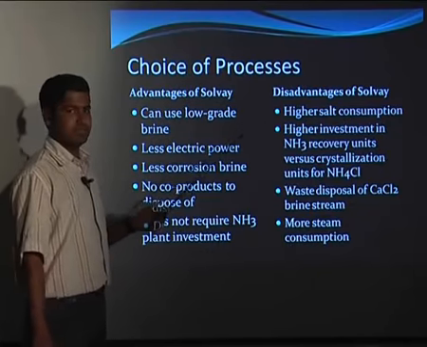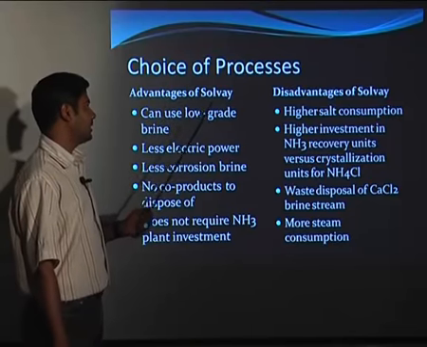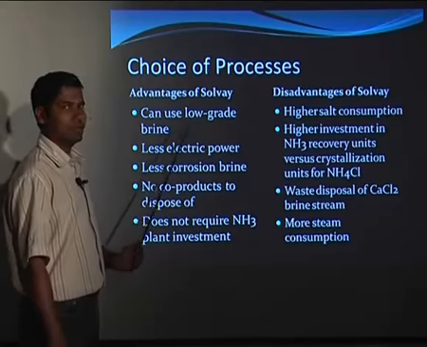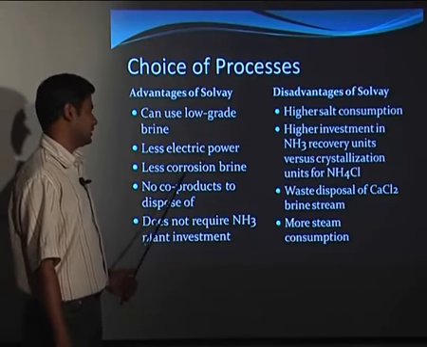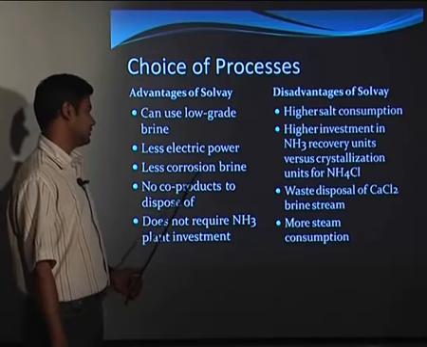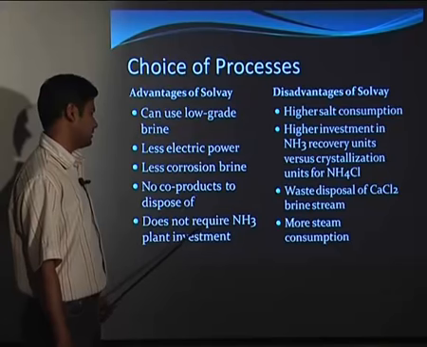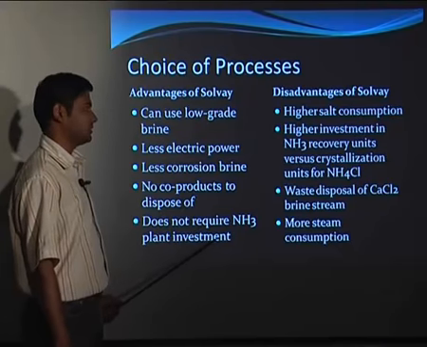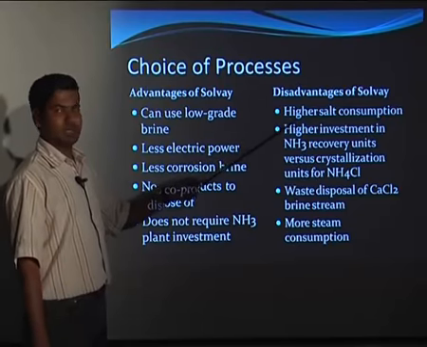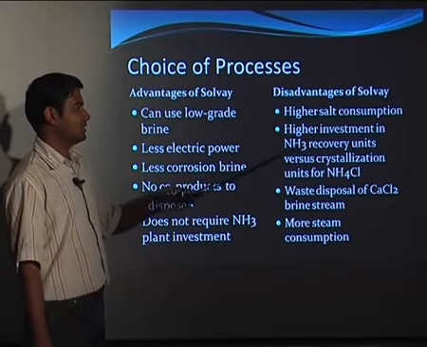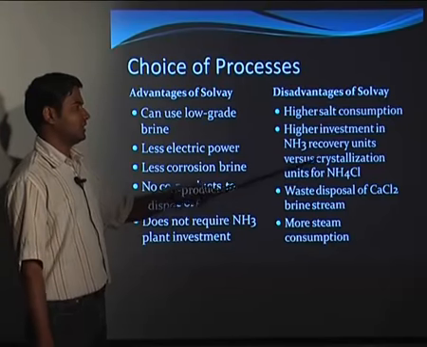Next we will see the choice of processes. The advantages of Solvay are that it can use low grade brine, consumes less electric power, has less corrosion, has no co-products to dispose of, and does not require NH3 plant investment. But the disadvantages are higher salt consumption, and higher investment in NH3 recovery units versus crystallization units for NH4Cl.